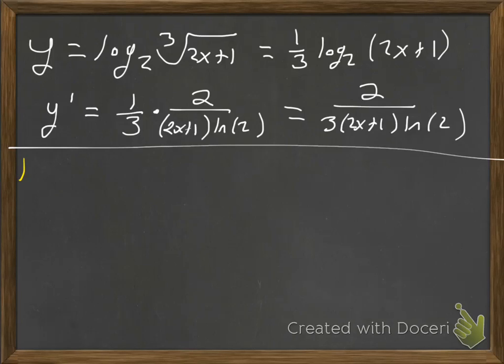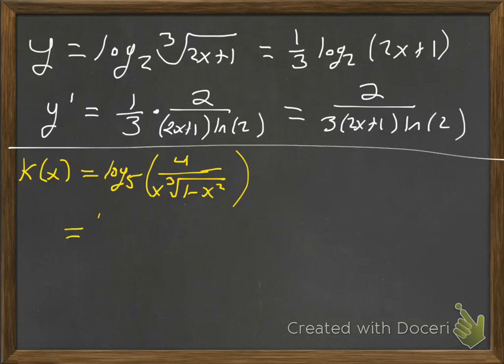Okay. And all right, let's try another one, something a little bit more crazy. So k of x is equal to, oh sorry, not ln, log base 5 of 4 divided by x cubed and the square root of 1 minus x squared downstairs.